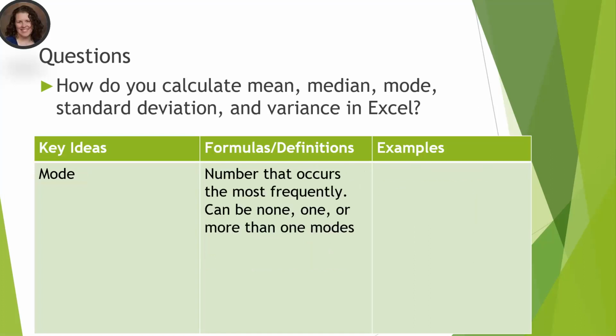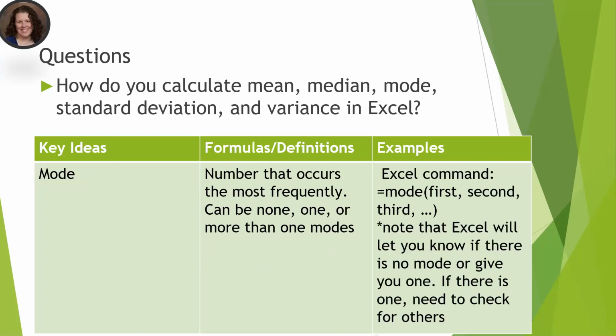The mode is the item that occurs most frequently. You can have no modes, you can have one mode, or you can have more than one mode. So Excel can find the mode, but it can only find one. So again, you'll use the command equals mode and highlight the items, but Excel will only let you know if there's none or give you one of them. If there's more than one, you're going to have to check.